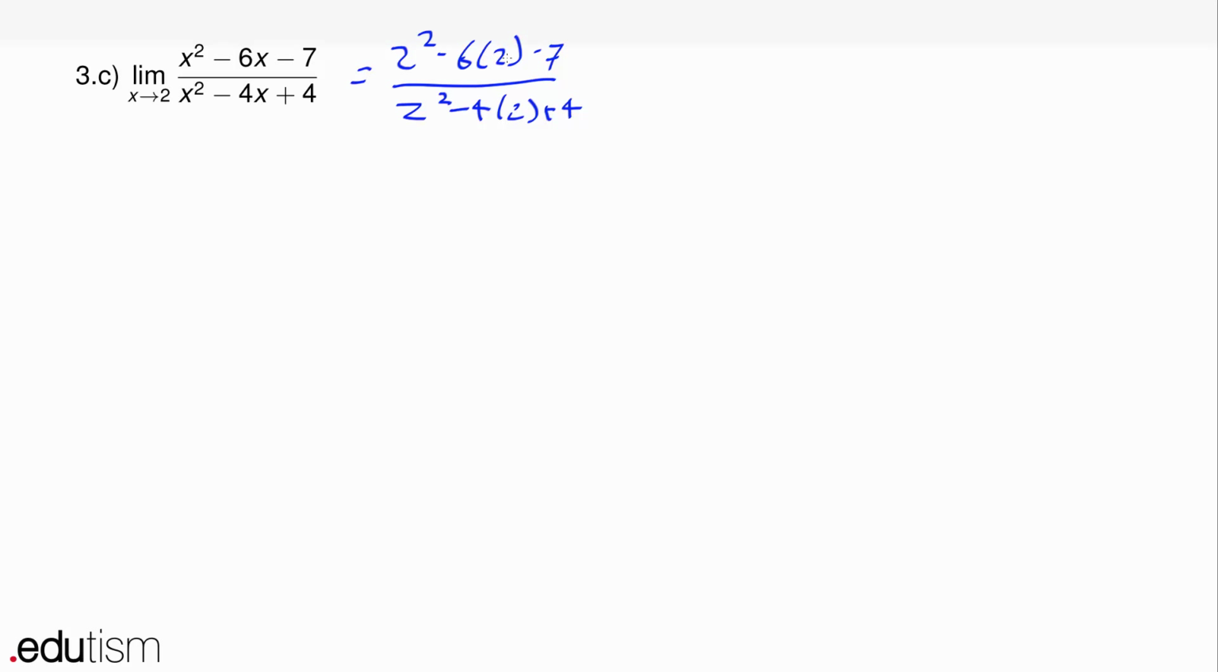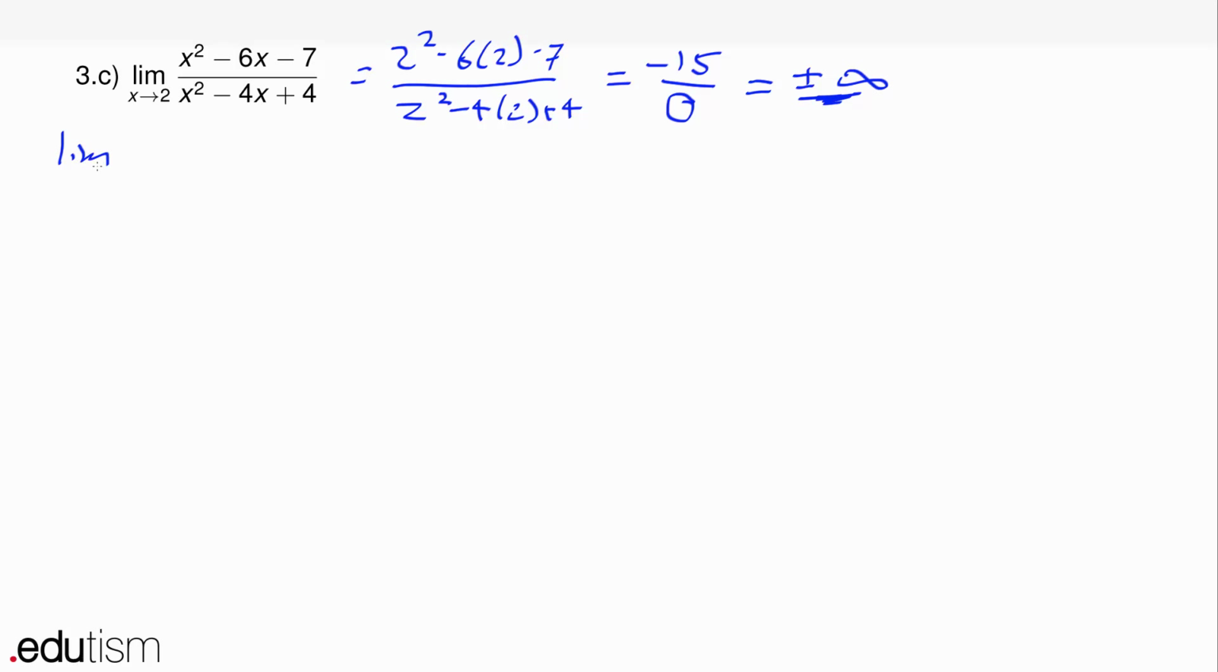2 squared is 4, 6 times 2 is 12, 4 minus 12 is negative 8. Negative 8 minus 7 on the top gives you negative 15. On the bottom, 2 squared is 4, 4 times 2 is 8, 4 minus 8 is negative 4, plus 4 gives you 0 on the bottom. Since we have a non-zero number over 0, this limit's either going to go to positive or negative infinity. But to figure out which, we have to take the limit from the left and the limit from the right.